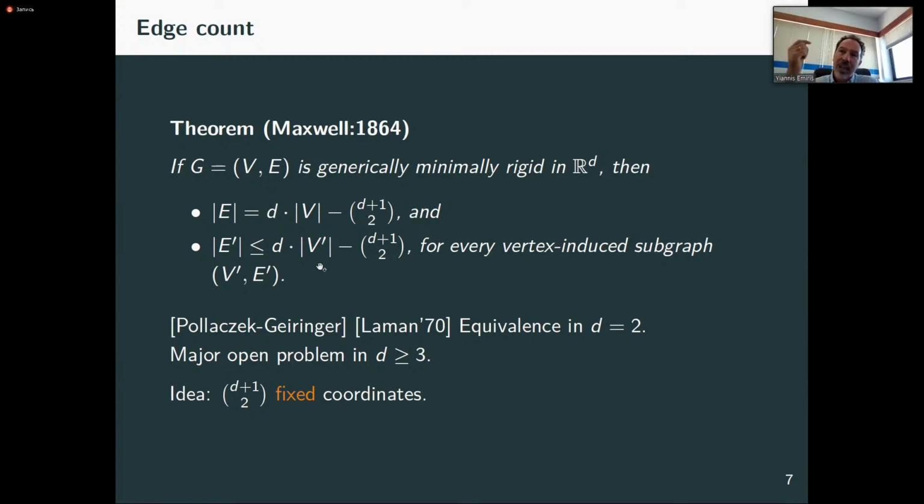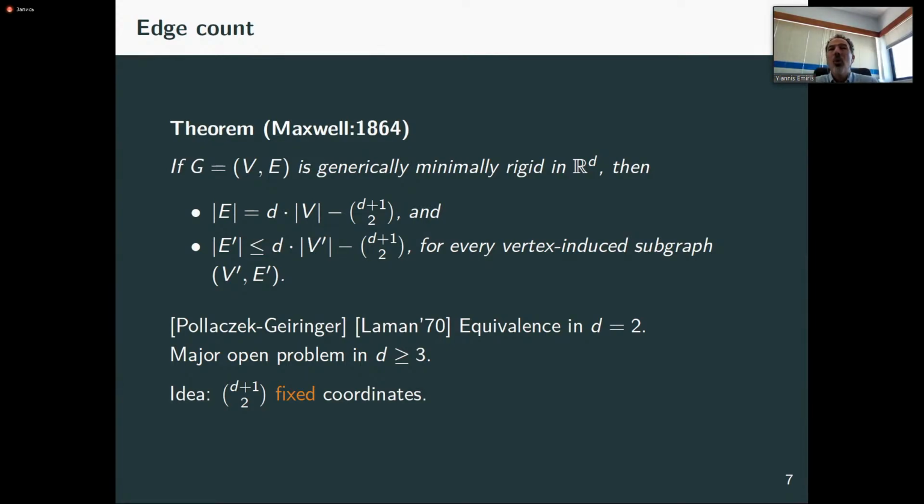Then Maxwell says another, of course, important property, that no subsystem should be over-constrained. So for every subgraph, the number of edges should not be larger than the degrees of freedom within the subgraph. Okay, so very intuitive for algebraic geometers.